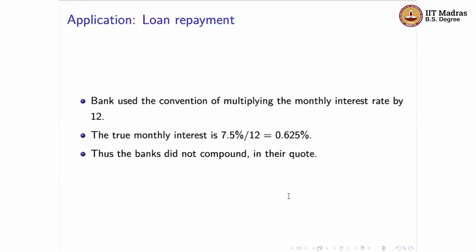Here, when the bank quoted the interest rate in this particular example, we are going to follow the convention that they just multiplied the monthly interest rate by 12, right? So when they quoted a 7.5% annual rate, what they meant was that the true monthly interest rate is 7.5% divided by 12, which if you do the calculation comes up to 0.625%. Okay. So in this example, the bank did not compound when they quoted the rate. This is a common way of setting the annual rate and relating it to the actual monthly interest that you are paying.